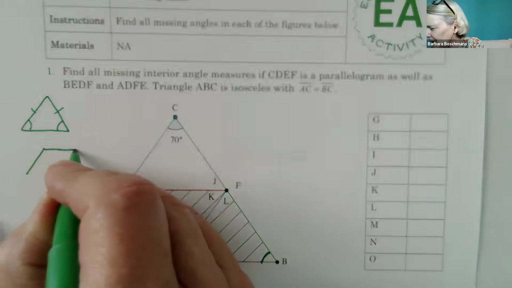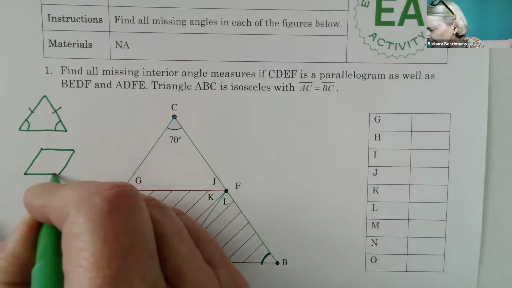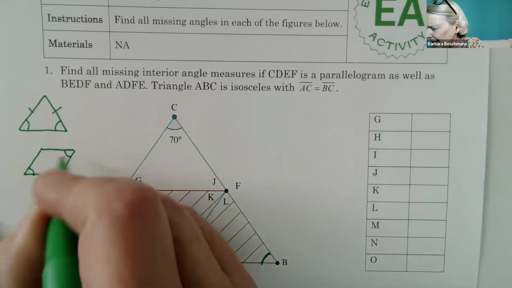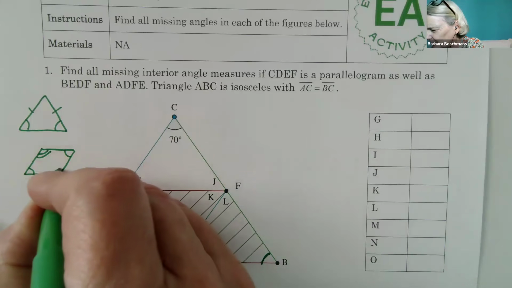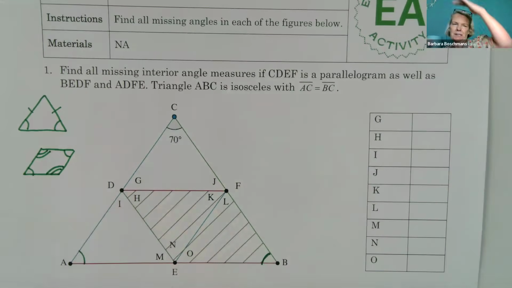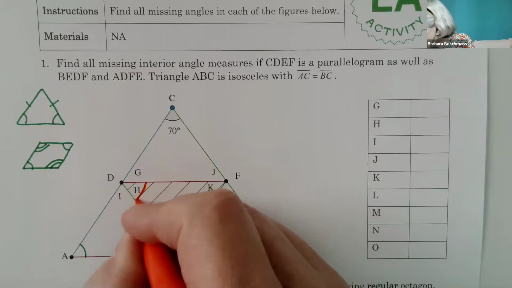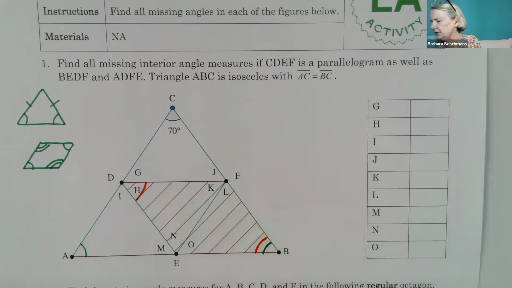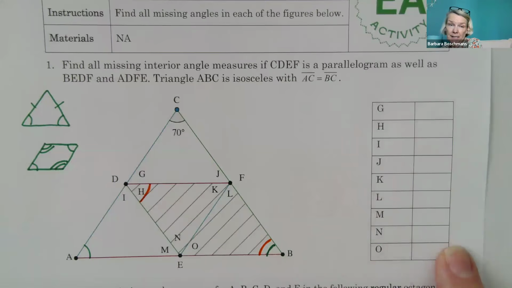Second is that in a parallelogram, opposite angles are congruent, and we learned that on the pattern blocks. So you have opposite sides that are parallel and congruent, but you also have opposite angles that are congruent. So if I were to look in this diagonally striped parallelogram, for example, H and B are considered opposite and would be the same. You want to find all these missing angles.